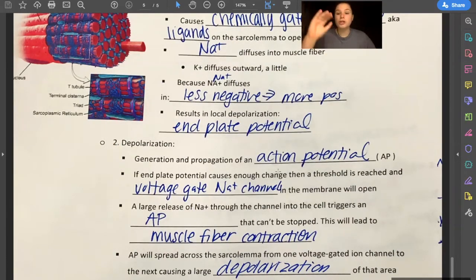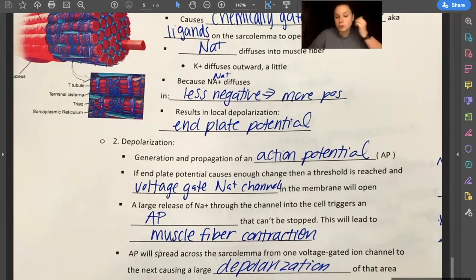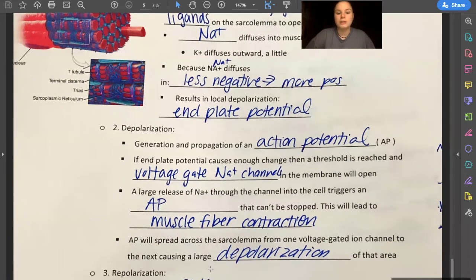Once we reach that threshold, the action potential can't be stopped. We've already hit maximum velocity and we're going. So this will lead to muscle fiber contraction whether we want it or not. The action potential will spread across the sarcolemma from one voltage gated ion channel to the next, causing a huge depolarization. So this local end plate depolarization was like if we depolarized Erath County, and this is like if we did the whole state, because it's a pretty big jump.